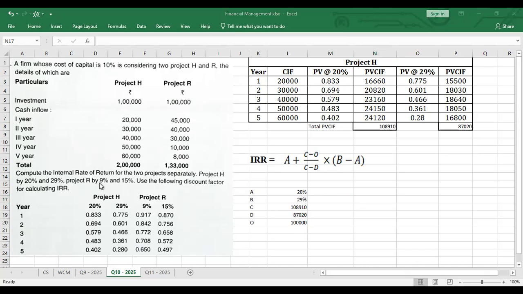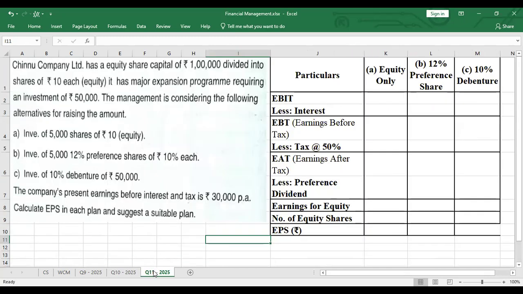For R, A is 9 as the lower rate of return, and the higher rate of return is 15. So B will become 15 for project R. Simplify, you have to calculate like this only and let me know the answer in the comment box. Next, we will move forward to the next question. This is the same as question number 9.